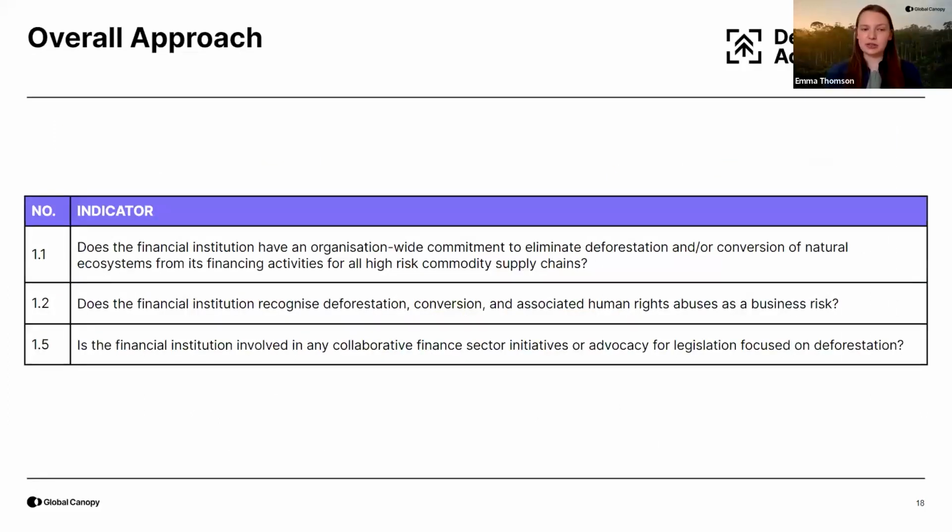So, as I mentioned, I'm now just going to quickly run through some of the indicators that make up these sections.